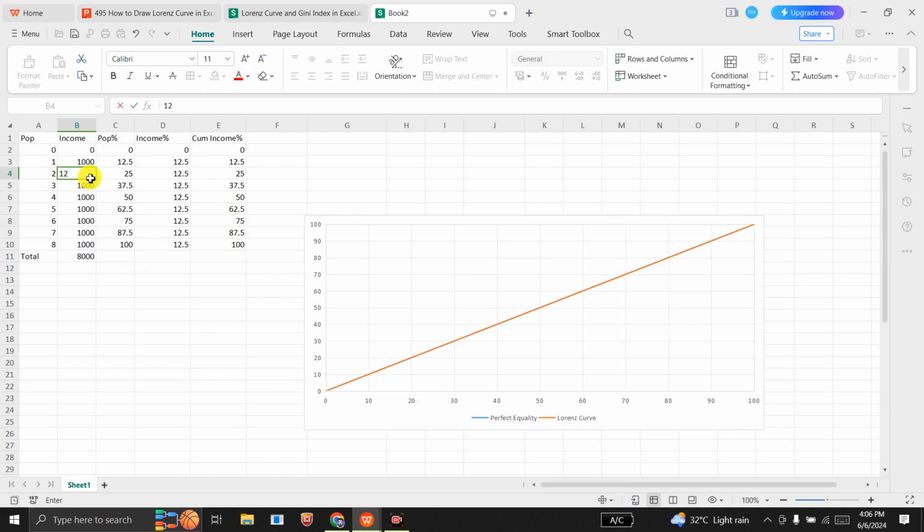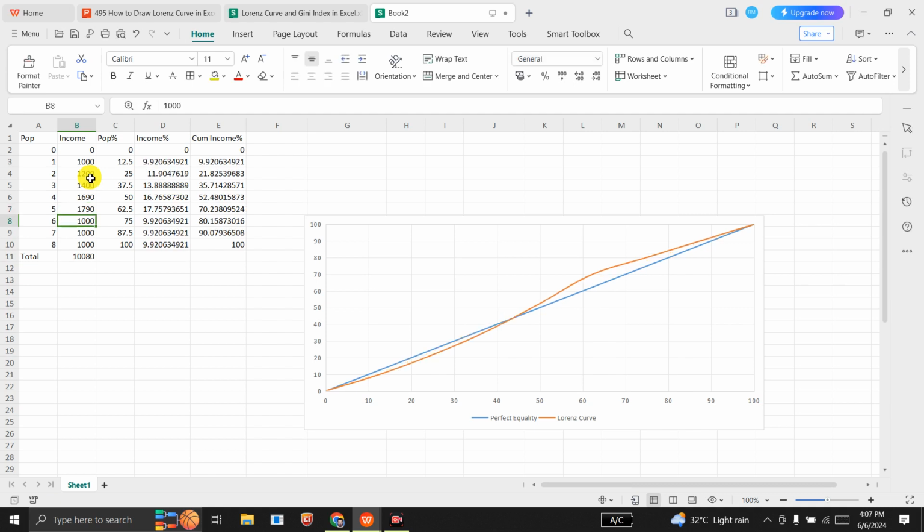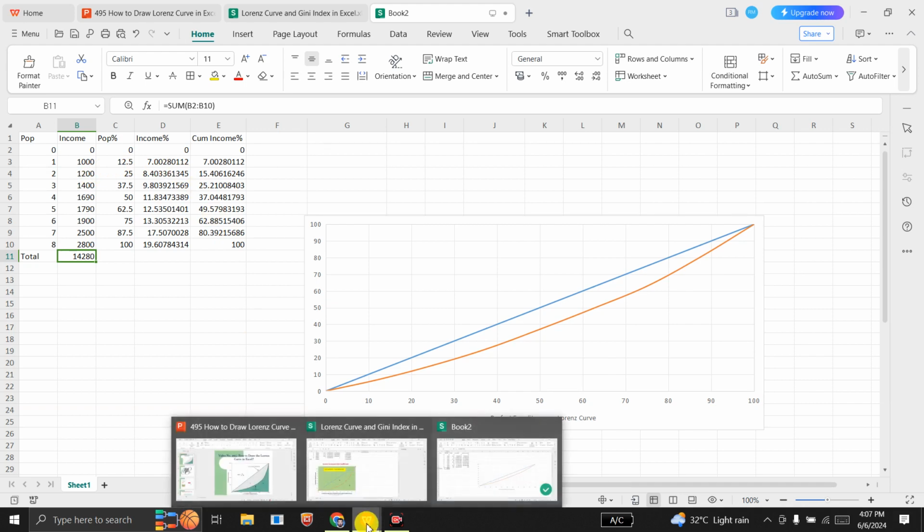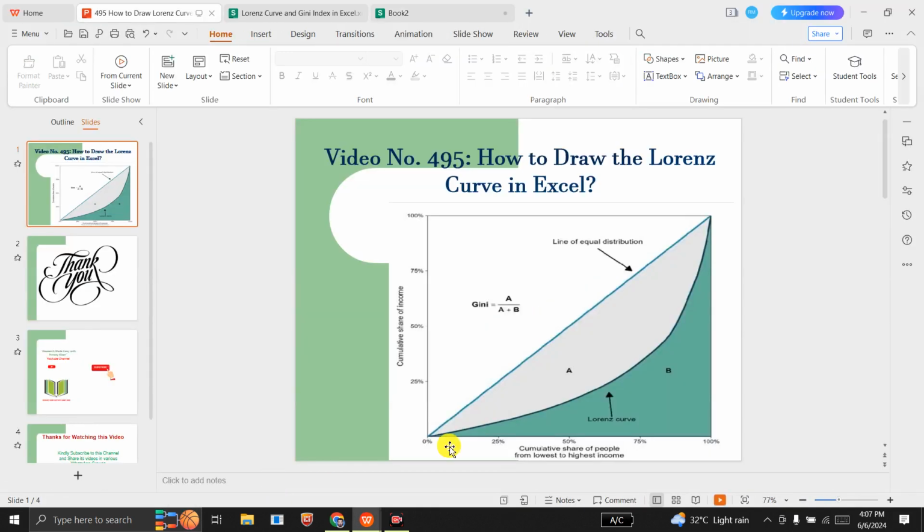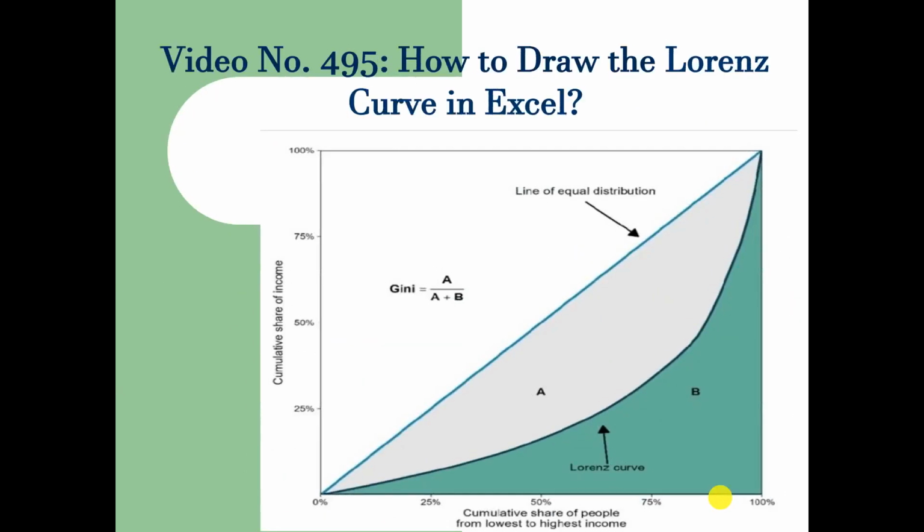This is say 1200, and this is 1400, and this is 1600, this is 1790, and this is 19, this is say for example 25, and this is say 28. So this is how we can play with the Lorenz curve. How can we draw that? So I hope this was quite interesting and useful for you.